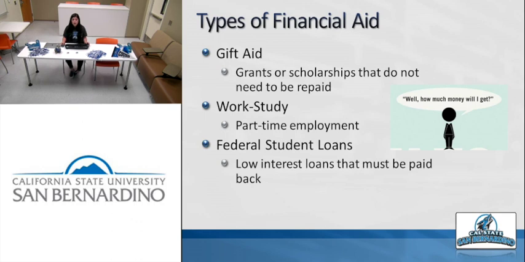For subsidized loans, the interest will not start until after you've graduated. For unsubsidized, the interest starts right away when you take out the loans. The interest rates are listed on studentloans.gov, and they do change every so often. So if you're curious about student loans, you can go to studentloans.gov, and it'll show you all of the current information about the different types of student loans and their interest rates.